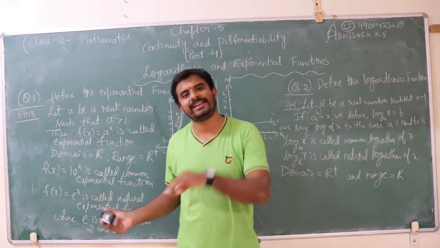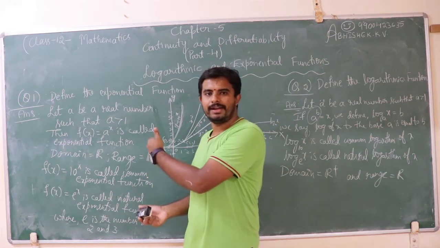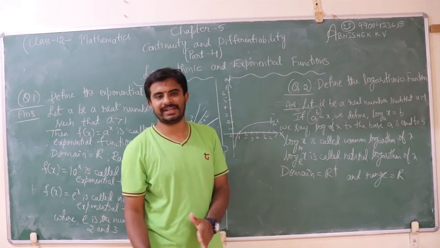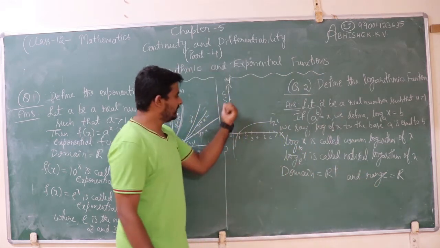But here the domain is the set of all real numbers, and the range is the set of all positive real numbers, for the exponential function. For the logarithmic function, the domain is only the set of positive real numbers and the range is the set of all real numbers. Okay, see, this is the graph.